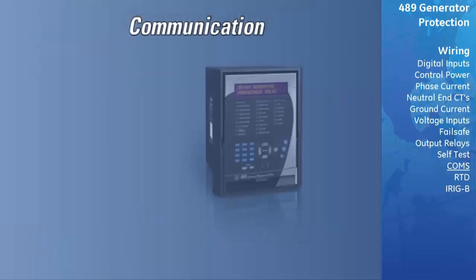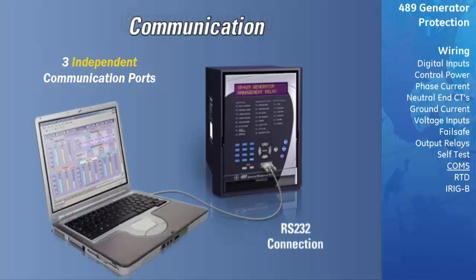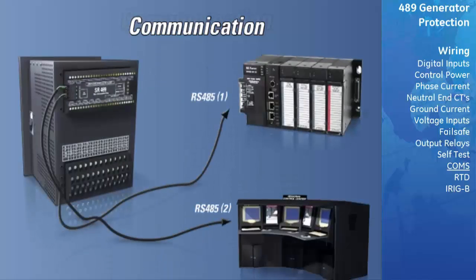The relay is equipped with 3 independent communications ports. The front RS-232 port is designed for direct connection to a PC. There are also 2 communications ports located on the rear terminals of the relay called the computer and auxiliary communication ports. All 3 ports are configured to communicate using Modbus communications. However, one of the 3 ports can be programmed for DNP communications.